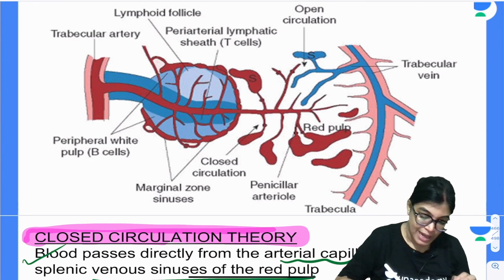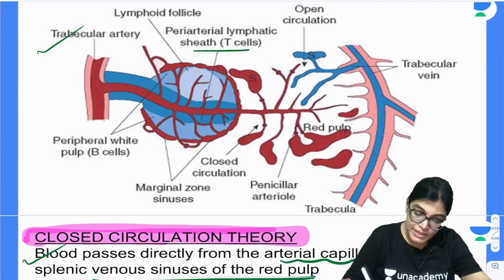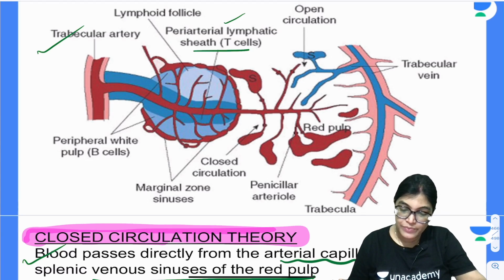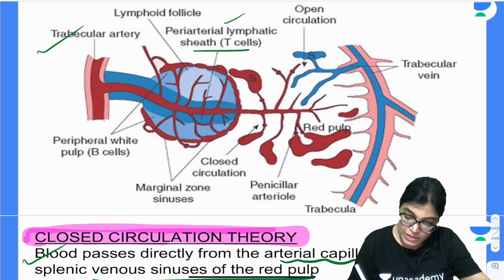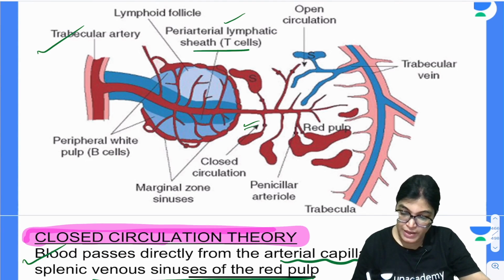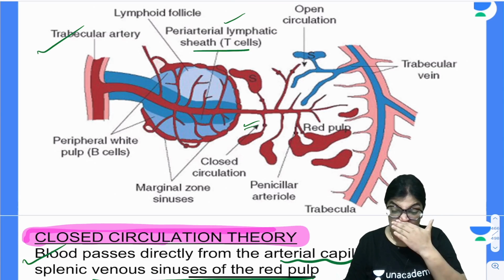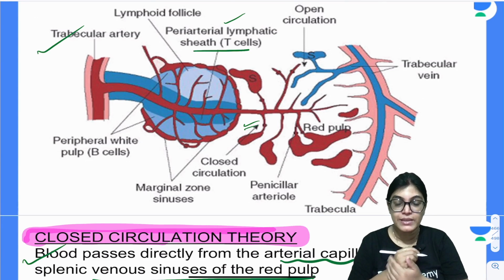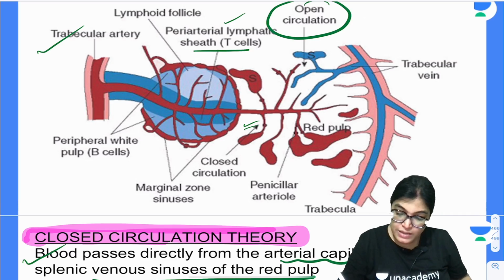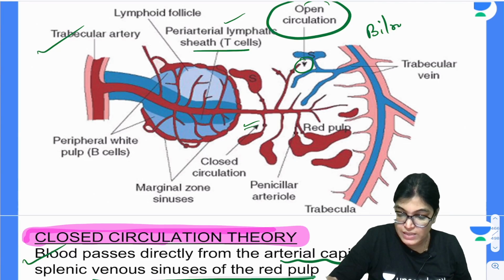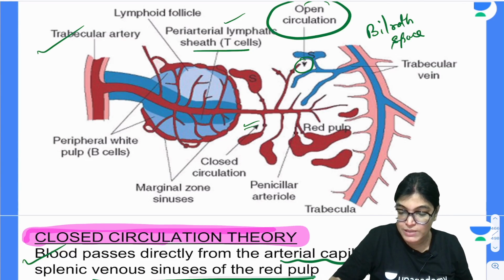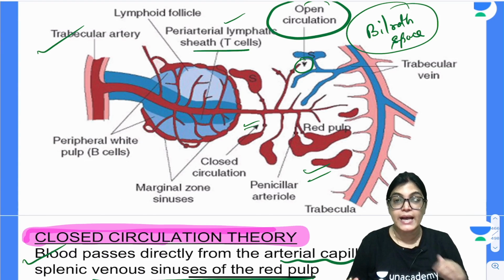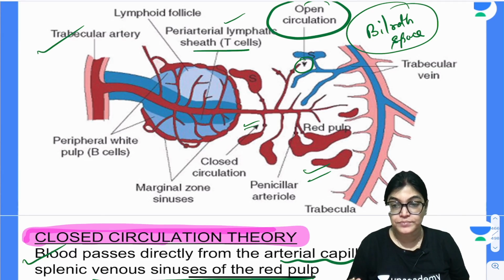Okay. See here, trabecular arteries are residing, then going inside, forming central artery surrounded by periarterial lymphatic sheath, and thereafter in closed circulation directly the blood is communicating here. As you can see here, the arterial capillary blood will directly communicate with the splenic venous sinusoids. But in case of open circulation, the blood will reside in a space, and this space is called the splenic cord of Billroth. It will reside in Billroth space where the old worn out RBCs are engulfed, and this is called the open circulation theory of the spleen.